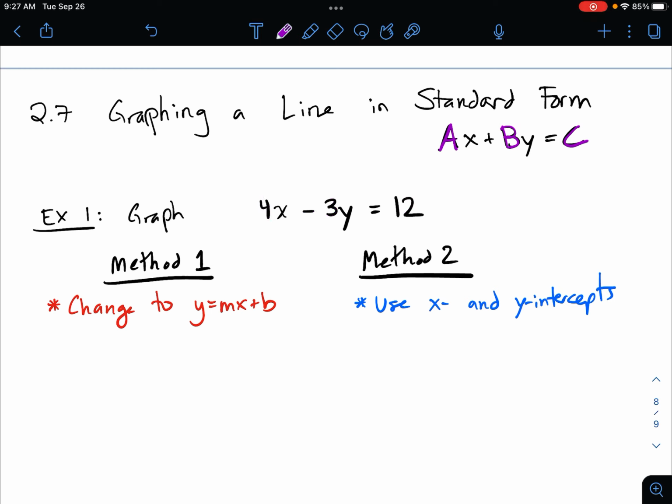We have two main methods of graphing equations that are in standard form. The first one is simply to change it into slope-intercept form. That's method 1 in the red. And then the second method is to use the x and y intercepts. If you find the x and the y intercepts, then you can just connect those 2 points.